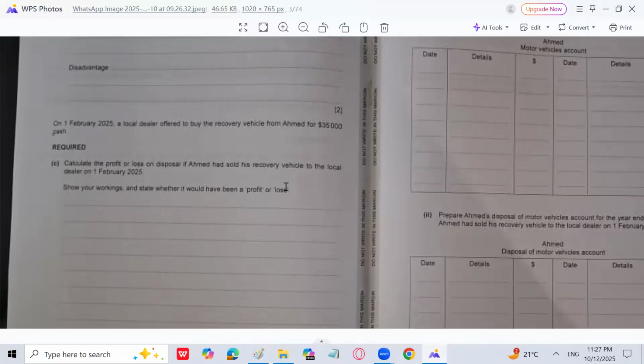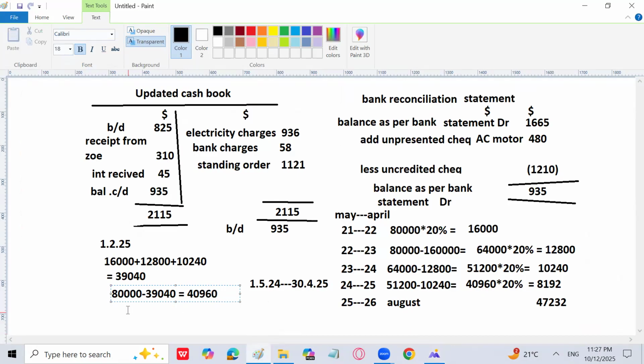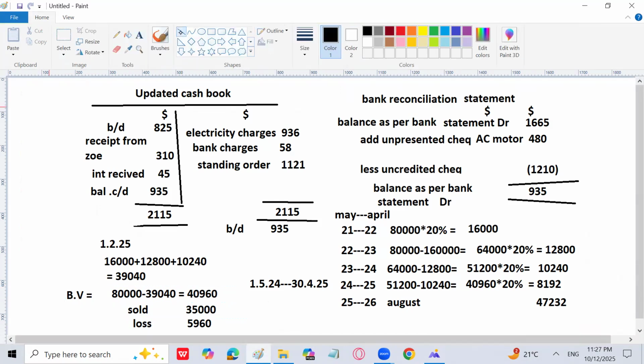And it has been sold for how much? 35,000. So this is the book value, and it has been sold for 35,000. So we are going to have a loss of 5,960. That is going to be the loss on sale of this asset, which we have calculated. Got it? So we are done with this particular part also.